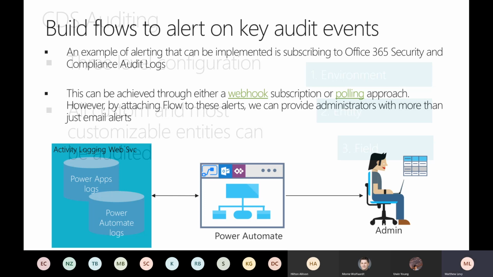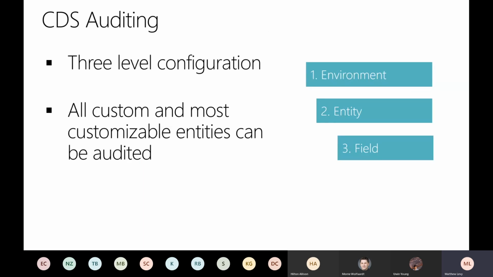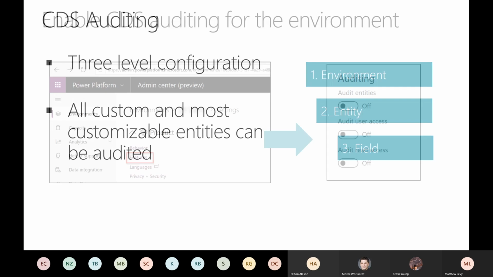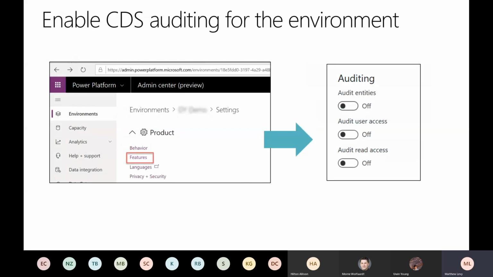And from a CDS perspective, you need to enable the auditing. You enable or disable auditing at different levels. At environment level by setting it in the admin portal. And then there are also entity and field level auditing that you can enable. So this is how you would enable auditing for the environment. It's obviously just toggle switches: audit entities, audit user access, audit read access.